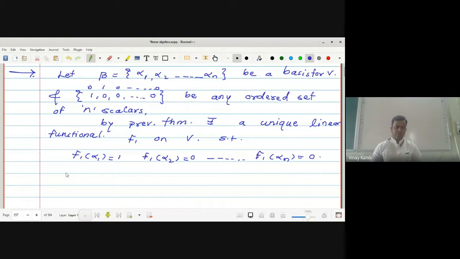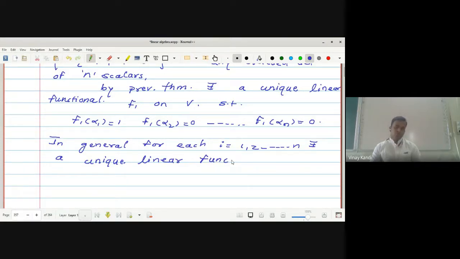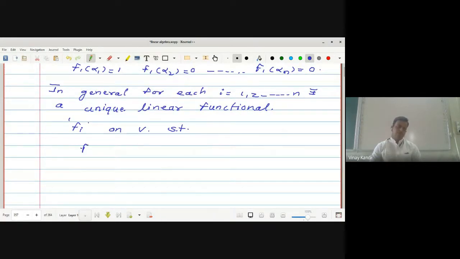So in general we can write, for each i running from 1, 2, up to n, there exists a unique linear functional, instead of F1, F2, right now Fi, on capital V such that Fi of alpha j is equal to 0 when i is not equal to j, and which is equal to 1 when i is equal to j.